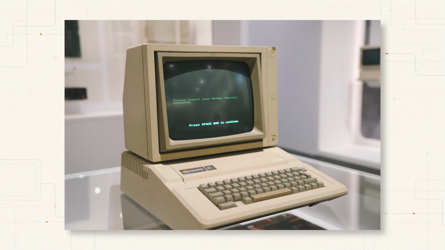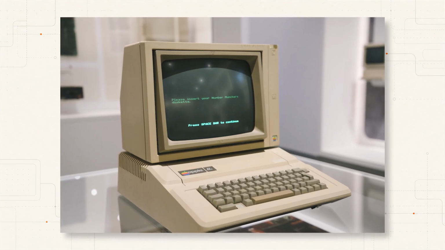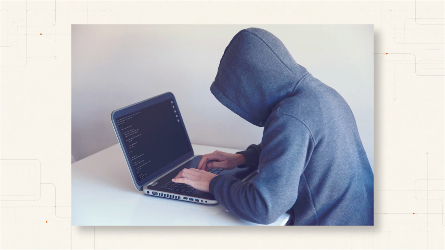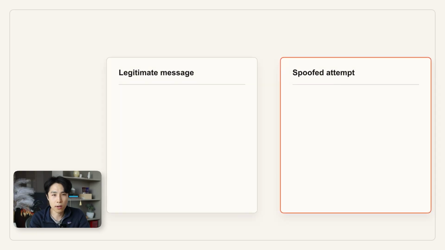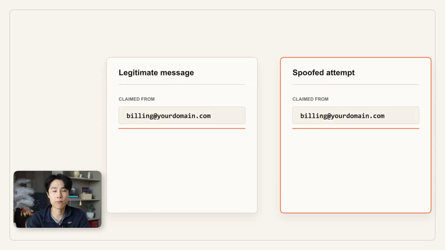So to understand DMARC, we first need to talk about the problem it's trying to solve. Email is old. The basic system behind it was built in the 1970s and 80s. And back then, the people who designed it weren't thinking about scammers or hackers or spam, they were just trying to get messages from one computer to another. So they left a pretty big hole in the design, and that hole is anyone can send an email that looks like it came from your domain.